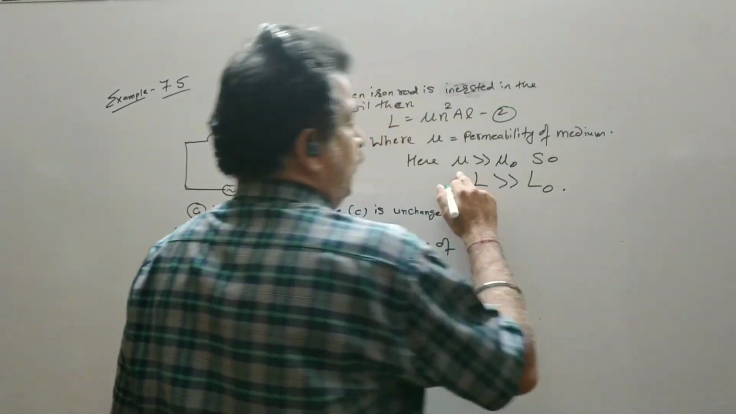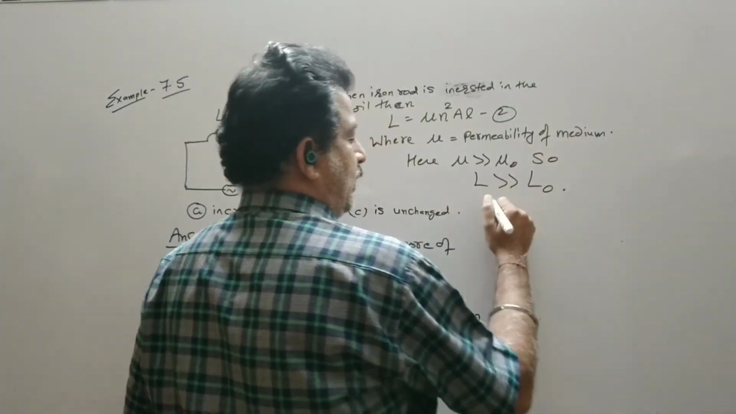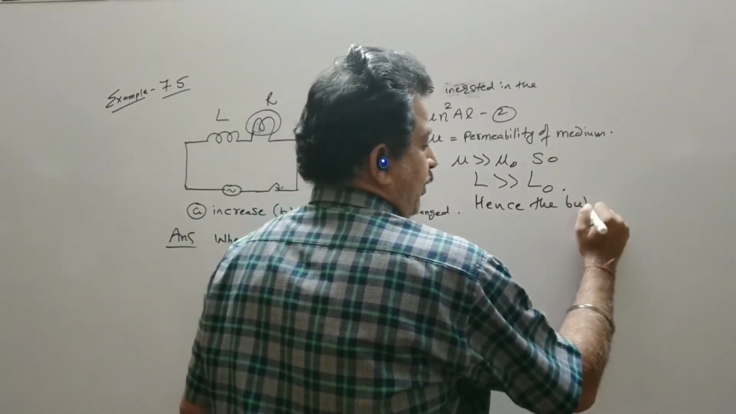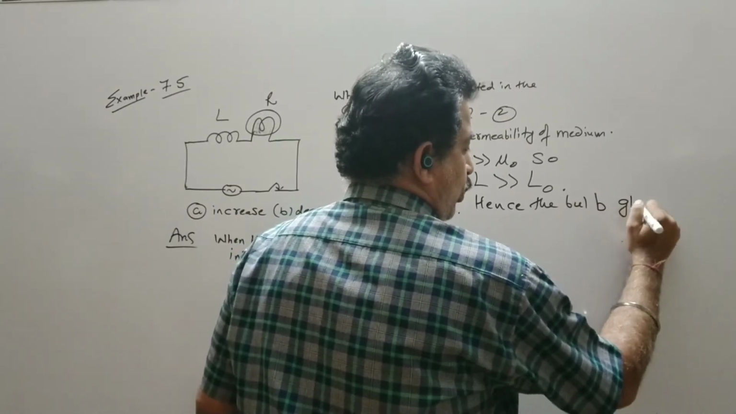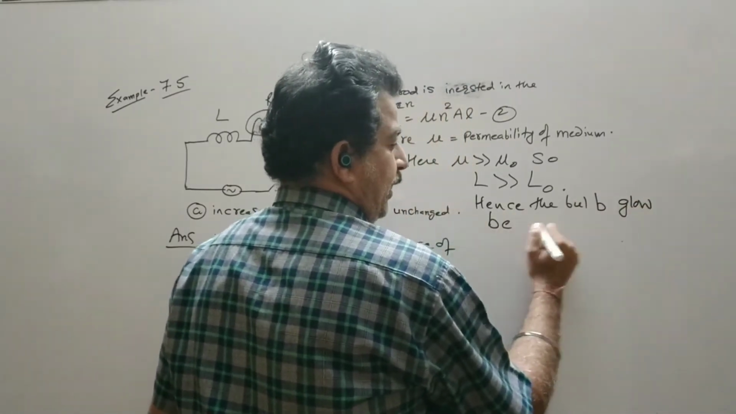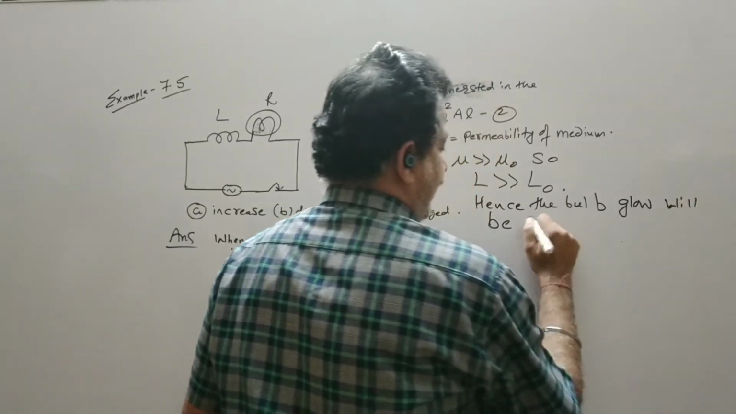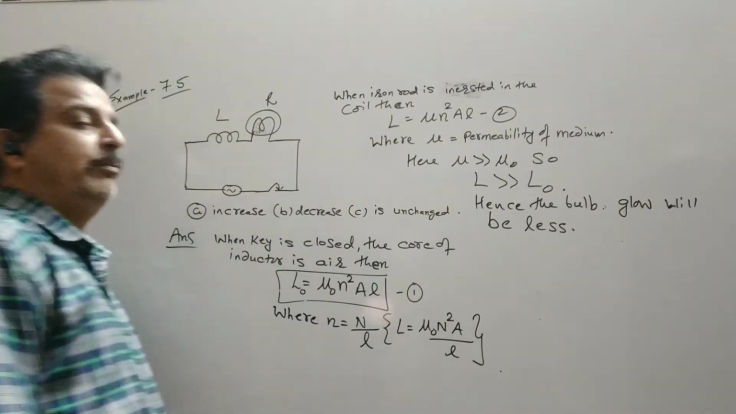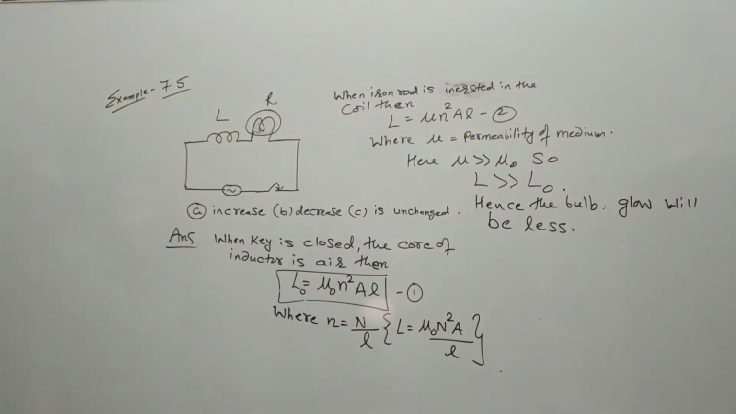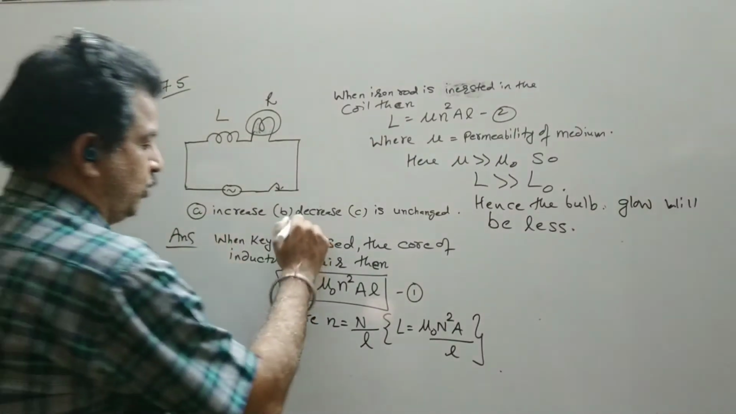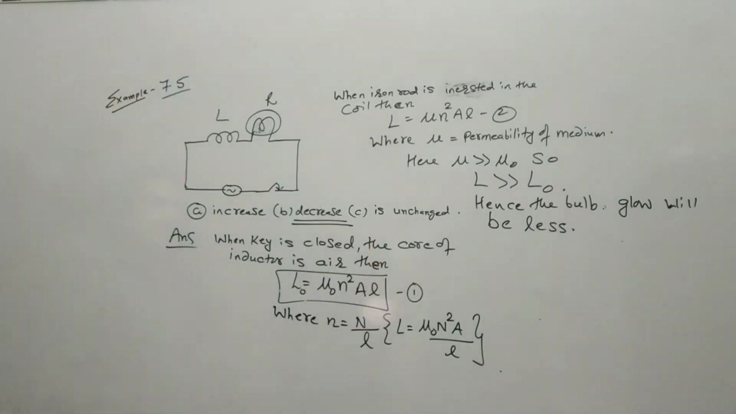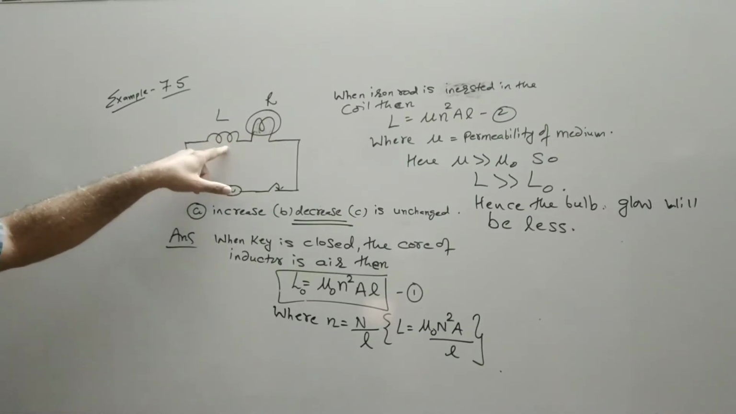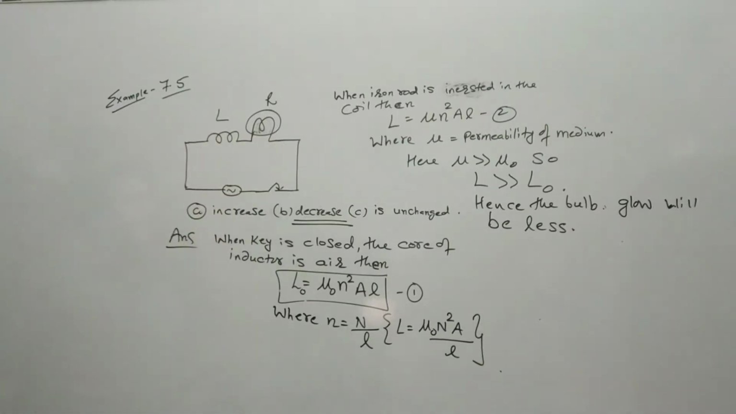So as here mu is greater than mu naught, so L is greater than L naught. Hence, the bulb glow will be less. So the glowness or shineness of the bulb will reduce. So the option should be it decreases because the self-induced EMF will oppose the growth of the current in the circuit.